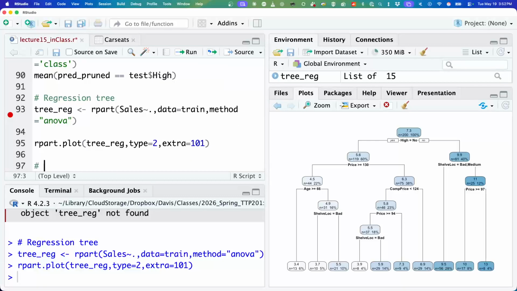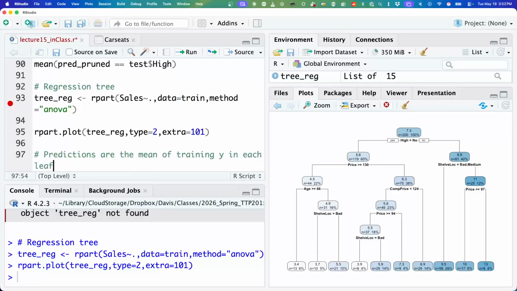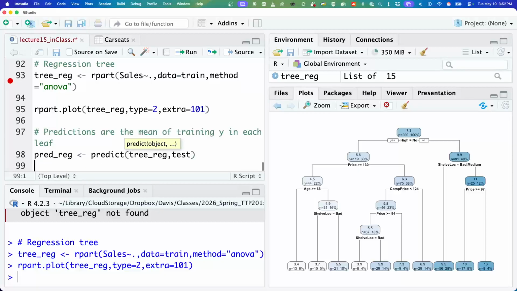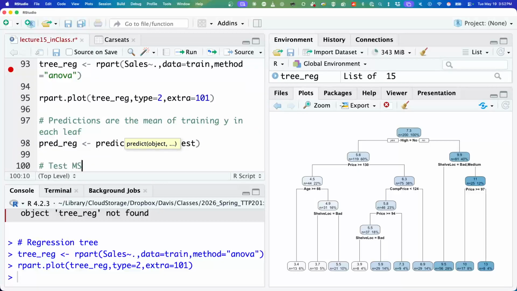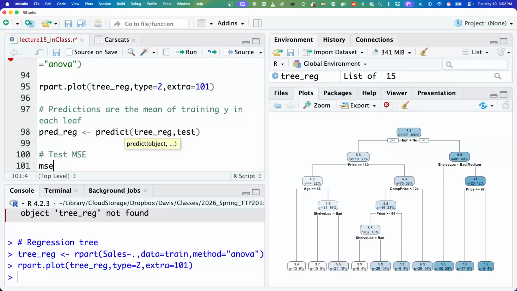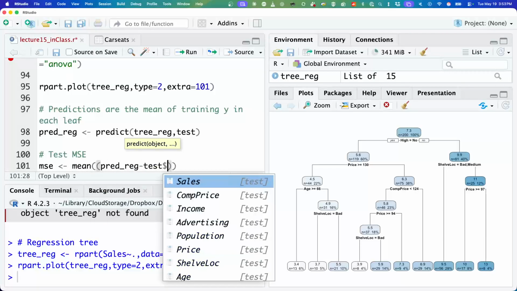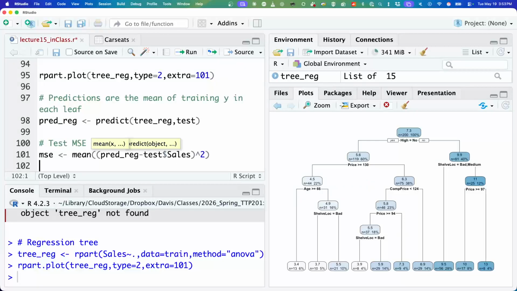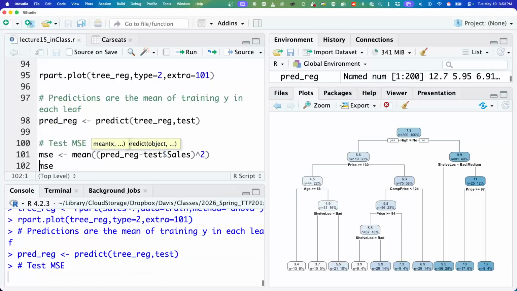Here, predictions are the mean of training y in each leaf. So we can do predict of tree reg on the test data, and then we could do something like calculating our mean squared error, right? So mean of our predicted minus the test, the actual test values squared. So we can see what these look like.